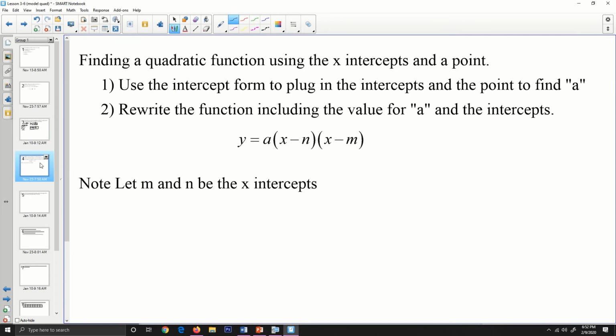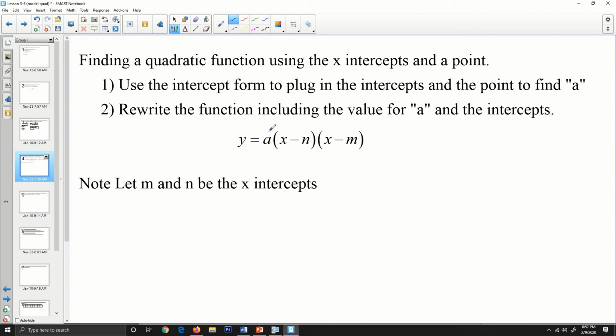Finding the quadratic function using the x-intercepts and a point. We plug in the x-intercepts and the point to find a, and then we're going to rewrite the function for the value a in the intercepts. This is going to be very similar to the process that we did last time, except we're going to use a little bit different equation here. We're going to use the x-intercepts as factors of the polynomial function.